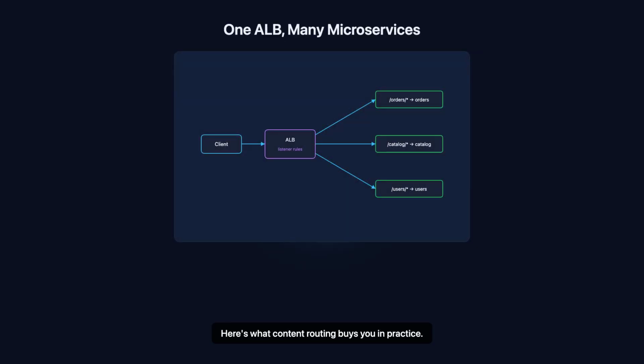Here's what content routing buys you in practice. A single application load balancer with one DNS name sits in front of 3 microservices. A request comes in, and the ALB reads its path. Anything to slash orders forwards to the order service target group. Anything to slash catalog goes to the catalog service. And slash users routes to the user service. 1 load balancer, 1 entry point, 3 backend services, cleanly separated by path. Before this existed, you'd have needed 3 separate load balancers or a dedicated reverse proxy to pull this off.